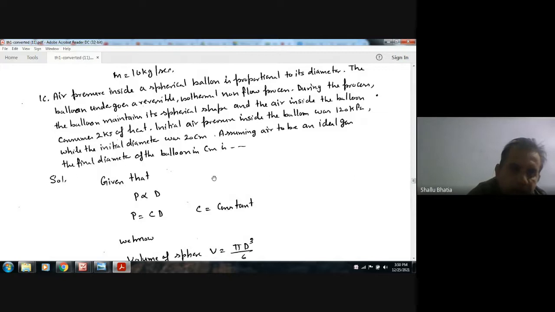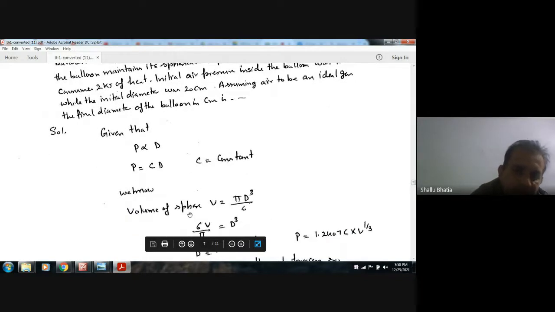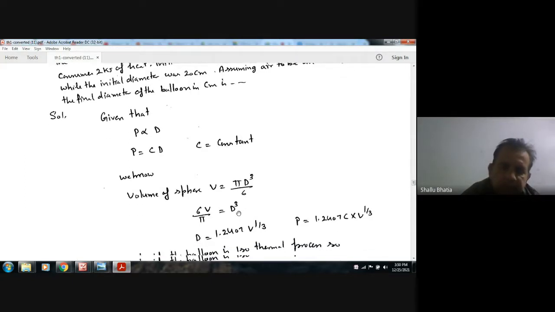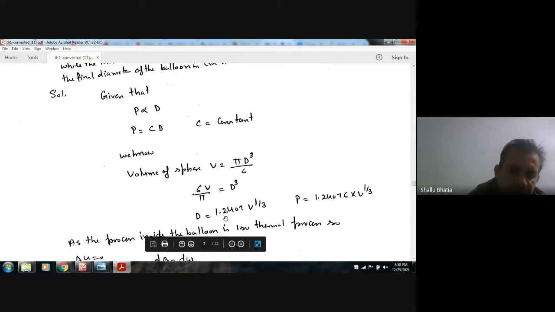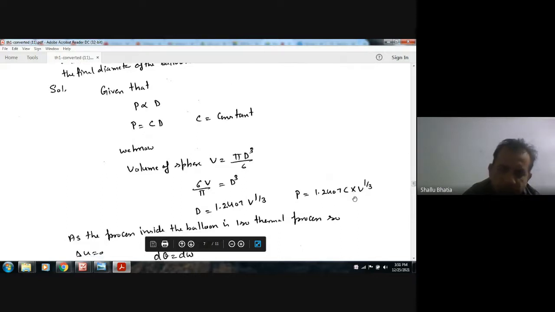Now, it is given that P is proportional to the diameter. So let's see with the proportionality constant. As it is a spherical shape, the volume of the sphere is pi d cubed by 6. From this we can have D in terms of V, proportional to V to the power 1 by 3. So the P relationship becomes, putting in the value of D, P proportional to V to the power 1 by 3.